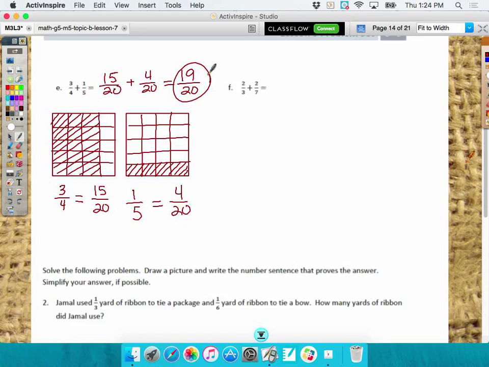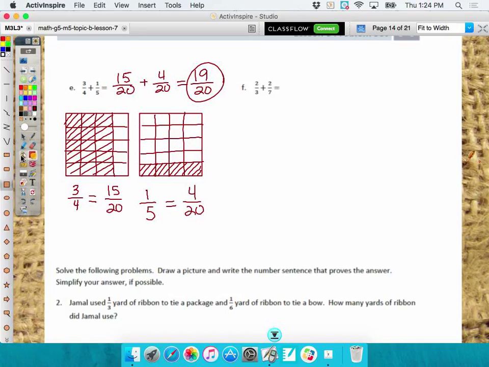Because 19 doesn't have any other factors. 19's a prime number. And 20 doesn't have 19, and we don't have any other common factors. Good. And then I remember I gave you that little hint. If your numbers are just one number apart, most of the time it's already simplified. Okay? Let's go on to the next one.